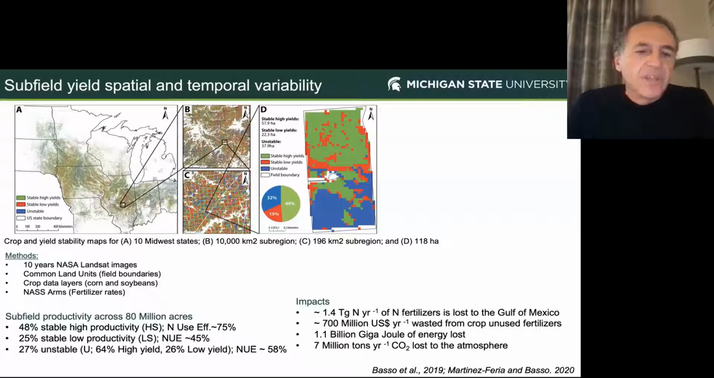Now, to give you a little bit of what we found across the US Midwest of the 80 million acres, it was an amazing strong signal that the numbers have a very low standard deviation, but on average 48% of the within field variability is constantly producing high yield with a nitrogen use efficiency, doing the mass balance, of 75%, which is, we have in agriculture, we are in soils, we are in a leaky system.